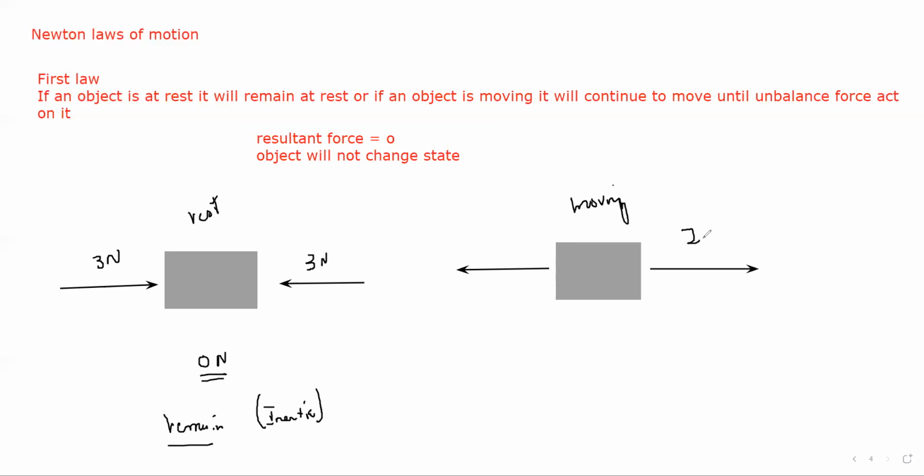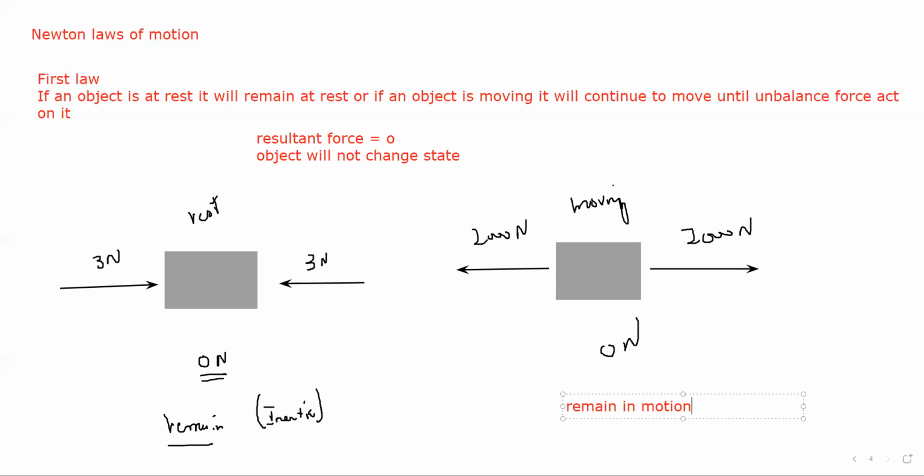So if 2000 Newton is the driving force and 2000 Newton is the frictional force, the resultant force is zero. So when the resultant force is zero for a moving object, it will remain in motion. This object will continue its motion. And why does it continue its motion? Because of a property which we call inertia.